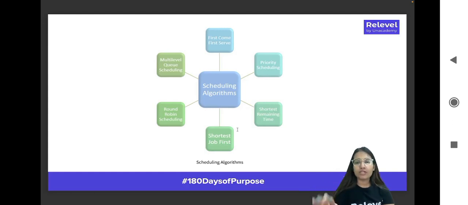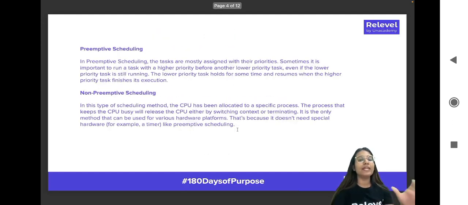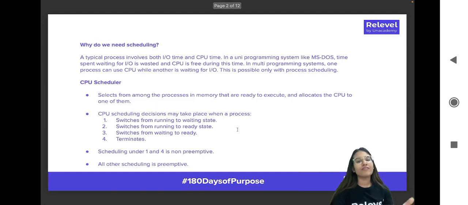We'll talk about first come, first serve. We'll talk about priority scheduling. We'll talk about shortest remaining time algorithm, shortest job first algorithm, round robin scheduling, multi-level queue scheduling. We'll not go into all of them in detail. We'll discuss the important ones with great emphasis on the way these algorithms are being used. So this pretty much forms, I would say, the building blocks that would be required when we actually move ahead and talk about different CPU scheduling algorithms.